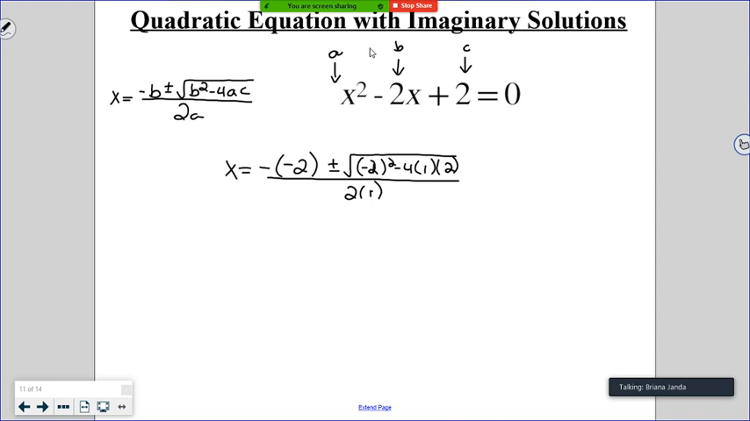So cleaning this up, negative, negative turns into a positive 2. It will stay a plus or minus here. Inside my radical, negative 2 squared is actually a positive 4, but negative 4 times 1 times 2 is negative 8, which ultimately would give me negative 4. Now this radical is a perfect square, right? So we will be able to just square root it and not have a radical left there. Sometimes happens, sometimes doesn't. But square root of 4 is 2. Because of the negative, it'll be 2i.